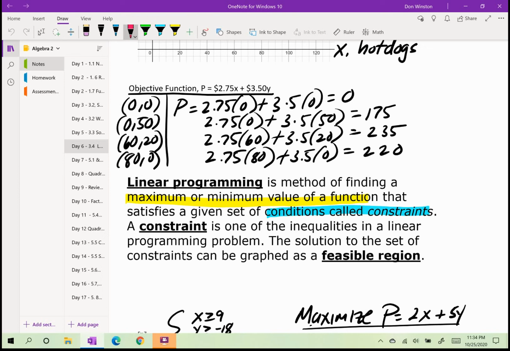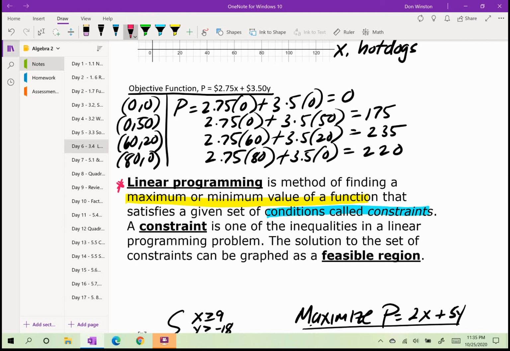This coming weekend, you will have a take-home test on a linear programming word problem, which I'll go over with you today. On your test on Wednesday or Thursday, you'll have a linear programming problem, but it will not be a word problem, and I'll go over those with you today as well. So let's take a look at what linear programming is. Linear programming is a method of finding a minimum or maximum value of a function that satisfies a given set of conditions called constraints.